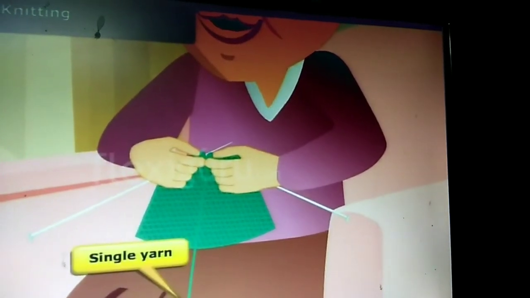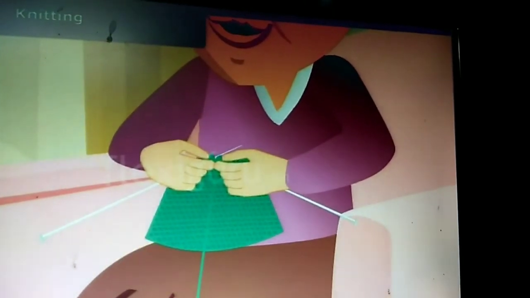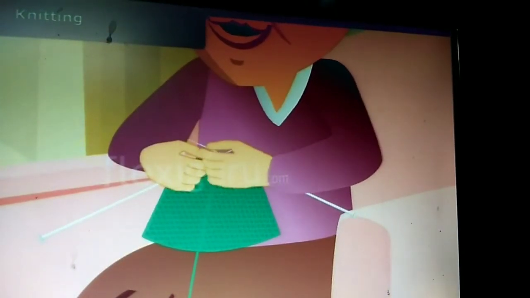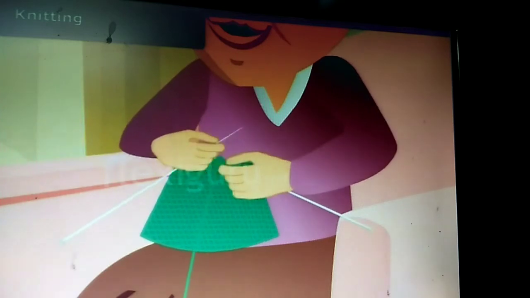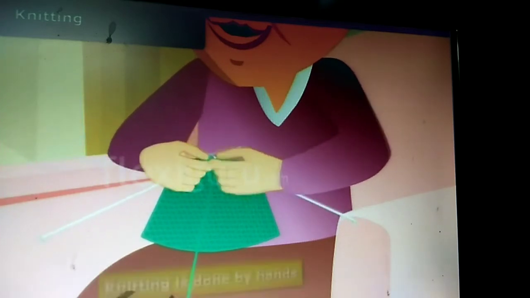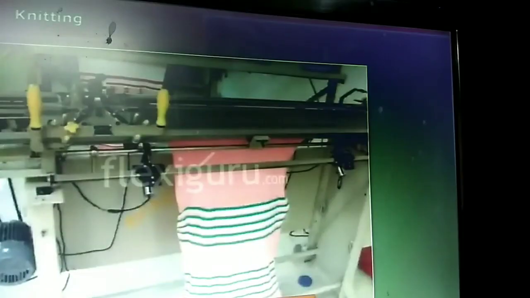Children, you may have beautiful sweaters. Do you know how they are made? The sweaters are made by knitting. A single yarn is used to make a piece of fabric. Socks and many other clothing items are knitted fabrics. Knitting is done by hand and also on machines.